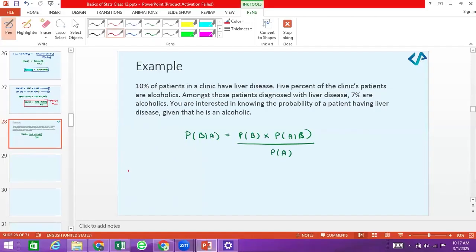Let's just assume, having a liver disease is A. So what is the probability of A? 10%, right? 1 by 10. I'm assuming that A is my event of a liver disease.